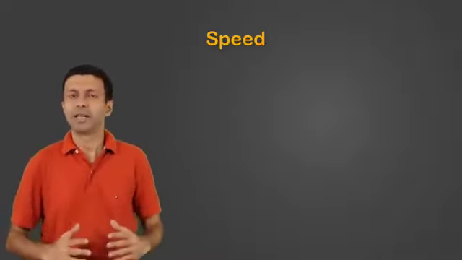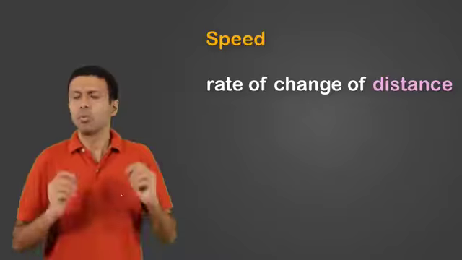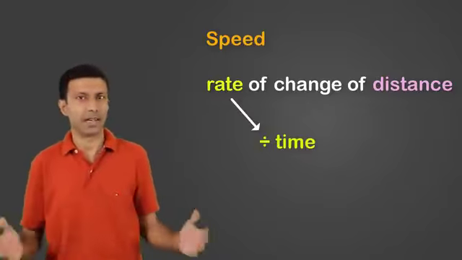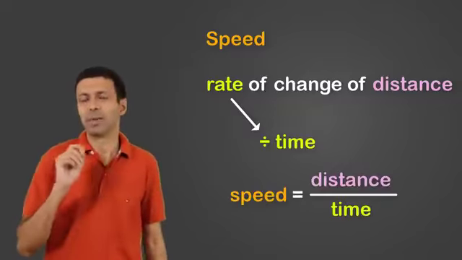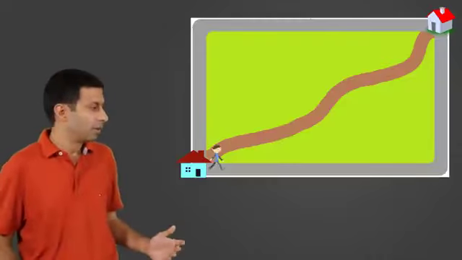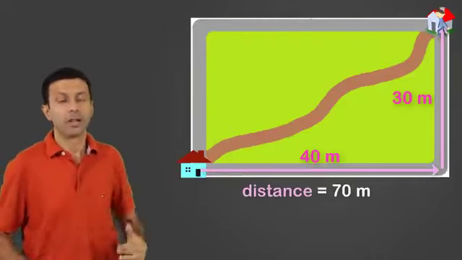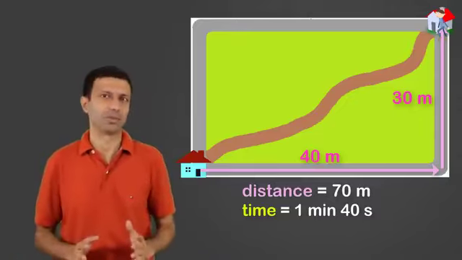Now let's talk about speed. Speed is defined as rate of change of distance. Now whenever you see this word rate, it means divided by time. So the formula of speed is distance by time. Now let's take a look at our example. The distance we had traveled was 70 meters. Now let's say you took 1 minute 40 seconds to reach your friend's house.